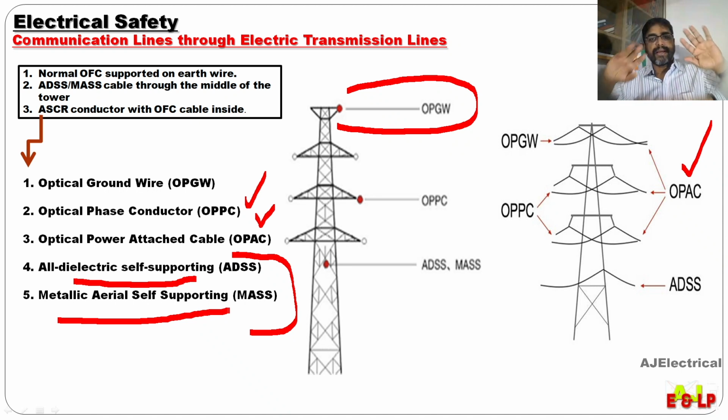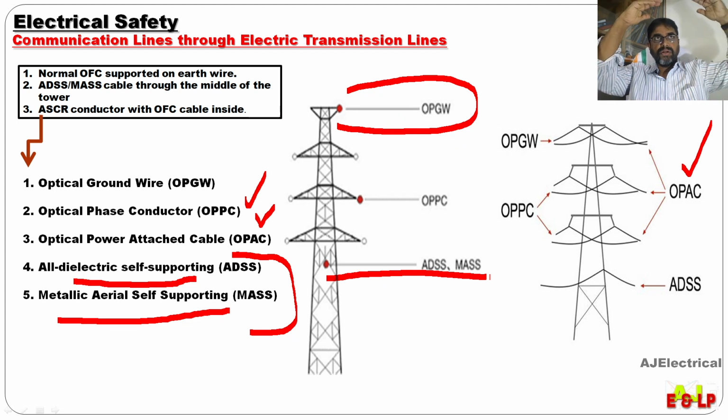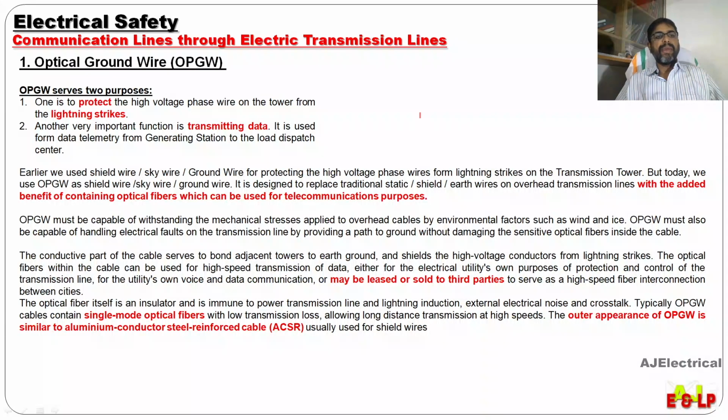So the covering will be dielectric in one case, and metallic in the other. You can see here the position of the ADSS or MASS. It is drawn below the phase conductors. We will discuss that in detail. Now we shall go through these five types of cables one by one. I am giving only an introduction, but I have added more text here. Please read and go through it. I will be taking only the important points.